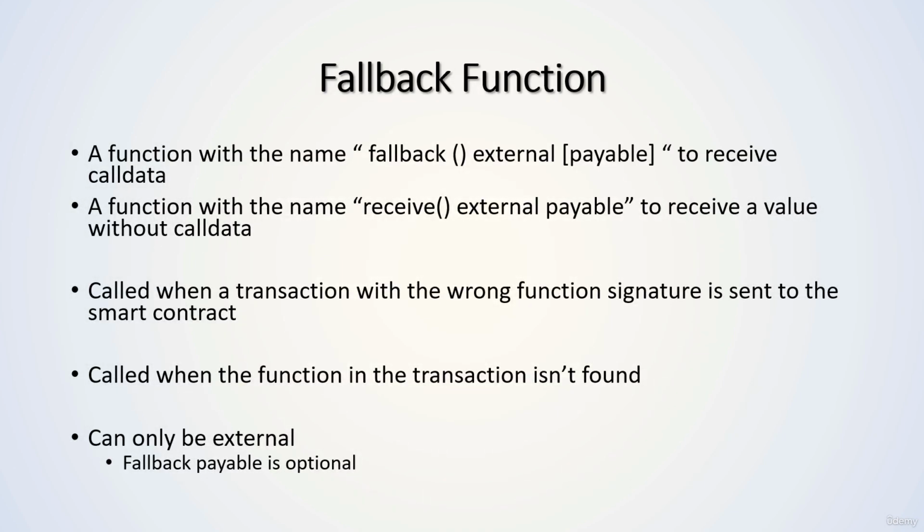Then we talked about the fallback function. The fallback function is a function with the name fallback external and maybe payable to receive ETH or to receive call data that cannot be matched to any other function signature. And a function with the name receive external payable is there to receive a value without call data. And if you have both, then fallback will be called with call data and receive will be called without call data. This one can only be external, and for the fallback function, the payable modifier is optional.